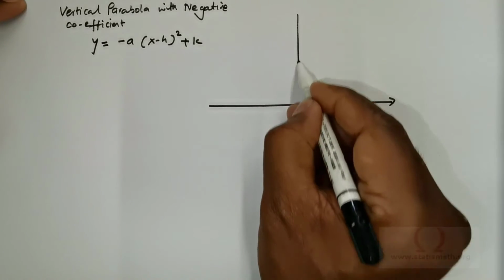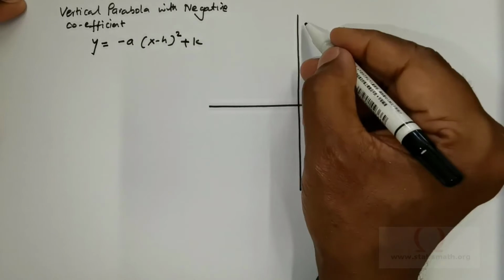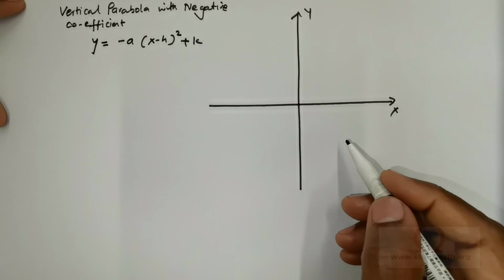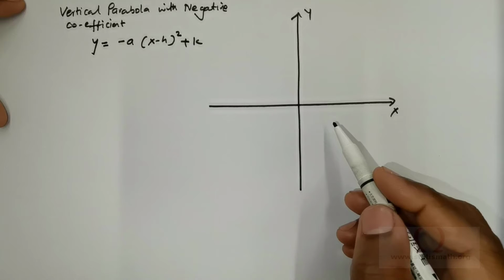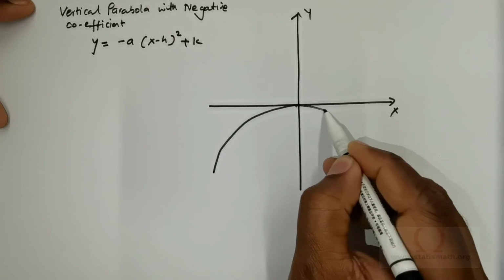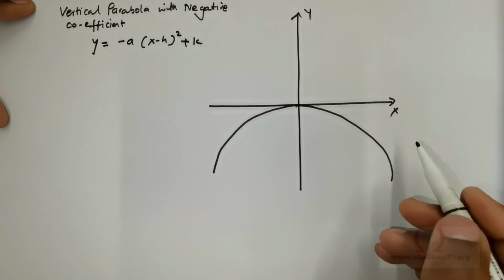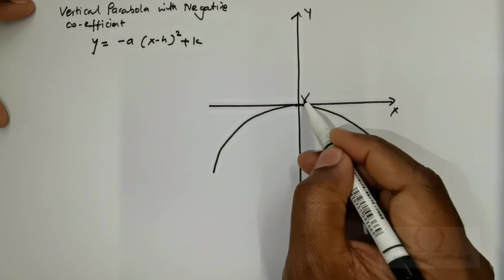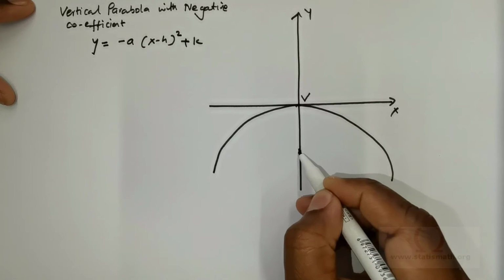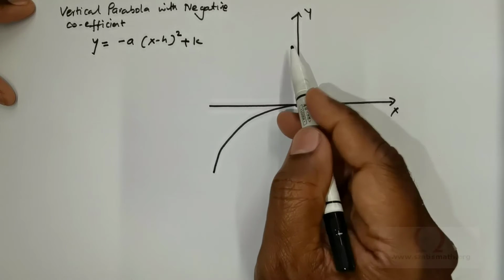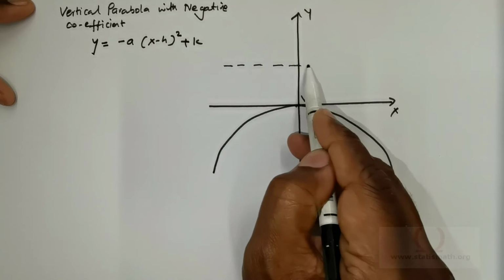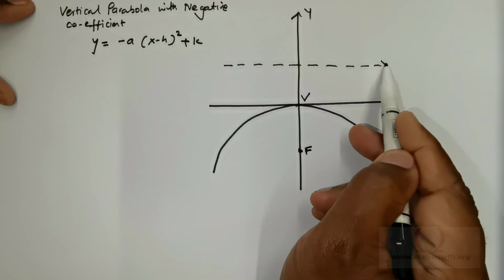This is the x-axis, y-axis, x-axis, and instead of the parabola being U-shaped, the parabola will be inverted U-shaped. So it is going to be something like this. Okay, this is the vertex for this parabola. So the focus is going to be somewhere over here. The directrix will be flowing over here. This will be the directrix.